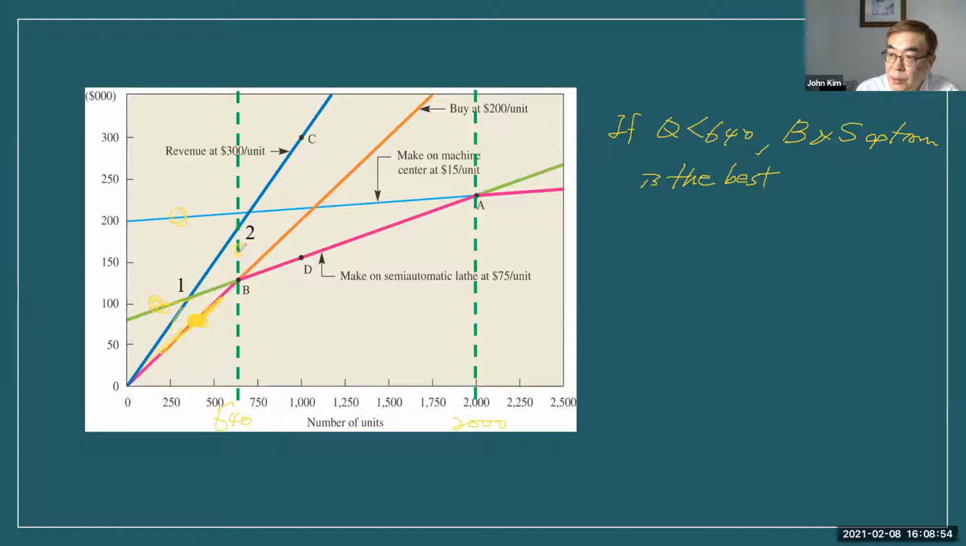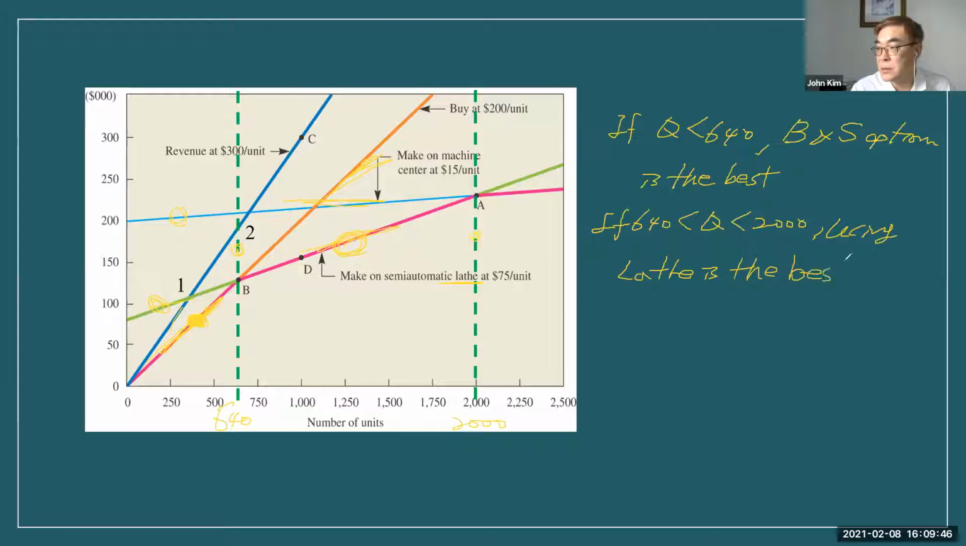And then between this boundary and this boundary, so if Q is between 640 and 2000, among this and this and this, among them, this one is the lowest. Using lathe is the best because it is the lowest cost option. So using lathe is the best option.